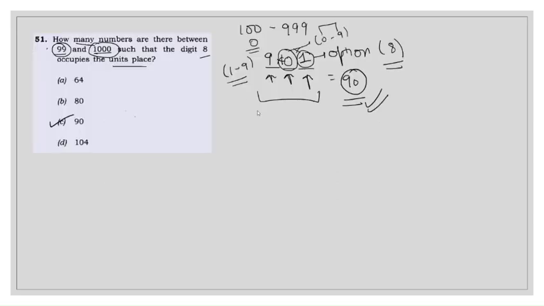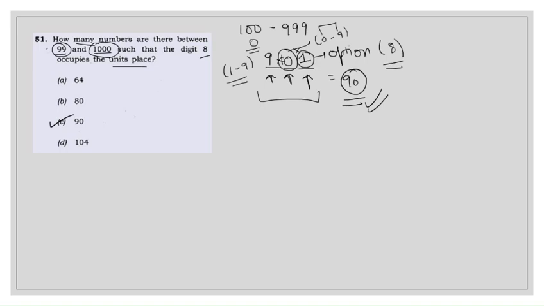The next question says how many numbers are there between 99 and 1000 such that the digit 8 occupies the units place. Now this is a permutation combination question as well. So how many numbers are there between 99 and 1000, which means that all the numbers are 3-digit, right? Because after 99 it's 100 and before 1000 the number is 999. Between does not include the numbers that are written, which means all the numbers we are checking are 3-digit numbers.